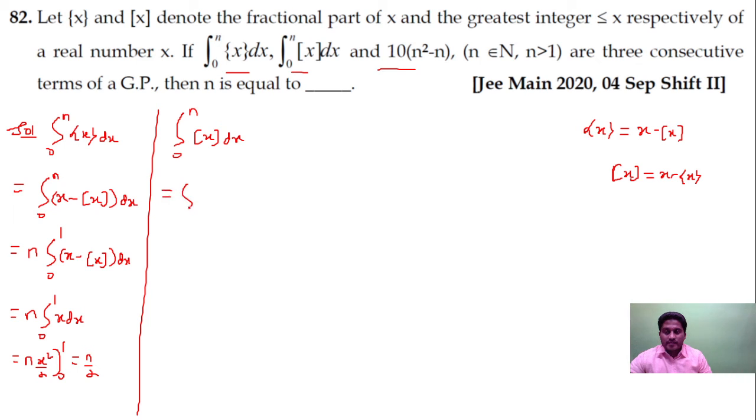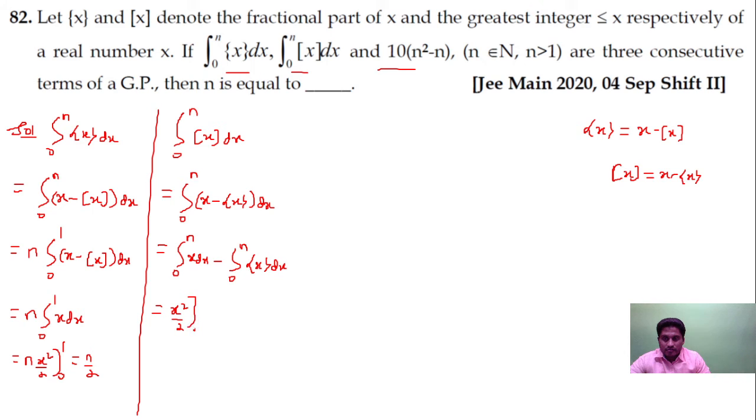So this is equal to integral 0 to n of x minus the fractional part of x. If I separate them, this is equal to integral 0 to n of x dx minus integral 0 to n of the fractional part of x dx. Integration of x is x square by 2, between the limits 0 to n. Integral 0 to n of the fractional part of x is n by 2. So this is n square by 2 minus n by 2, which is equal to n square minus n whole divided by 2.